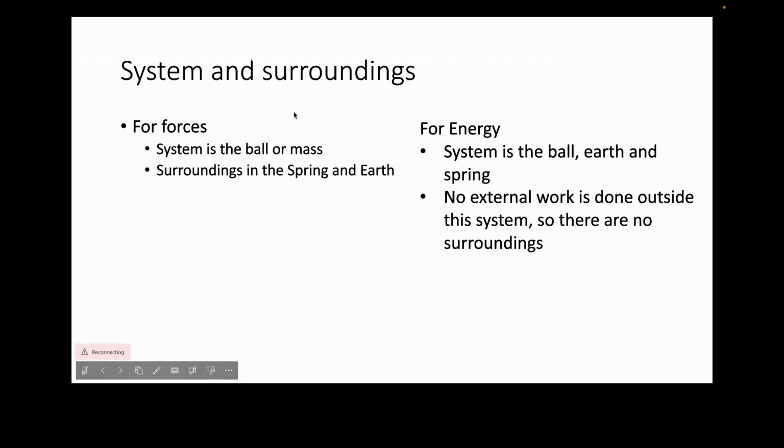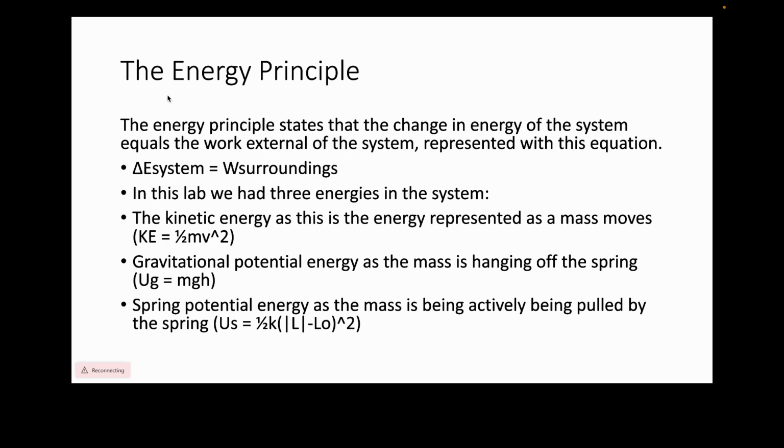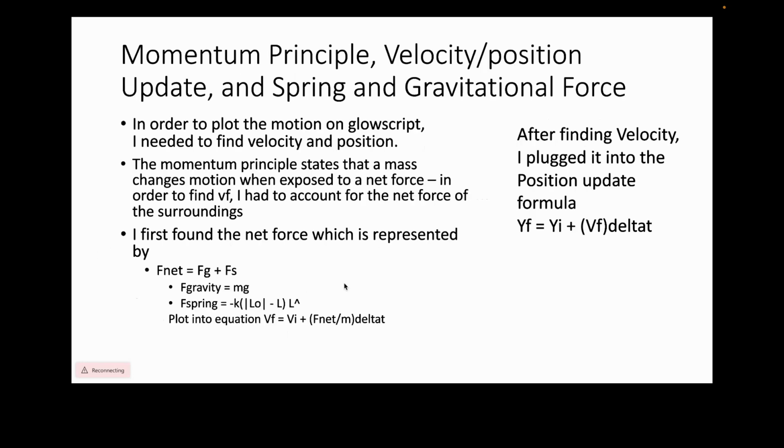Now, systems and surroundings. The system for the forces is the ball or mass, and the surroundings is the spring and the earth, as those are acting upon the ball or mass. Now for energy, the system is the ball, earth, and spring, and that makes it easy because no external work is done outside the system, so there is no surroundings. Therefore, in the energy principle equation, delta E equals 0 because there's no work by the surroundings. In this lab, we had 3 energies of the system comprising delta E: the kinetic energy, gravitational potential energy, and the spring potential energy, all of which will be found in GlowScript later.